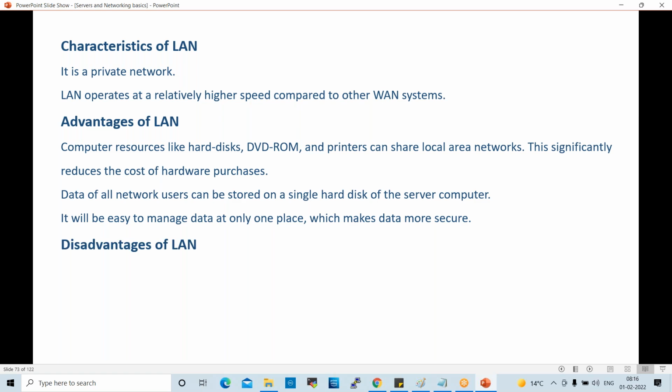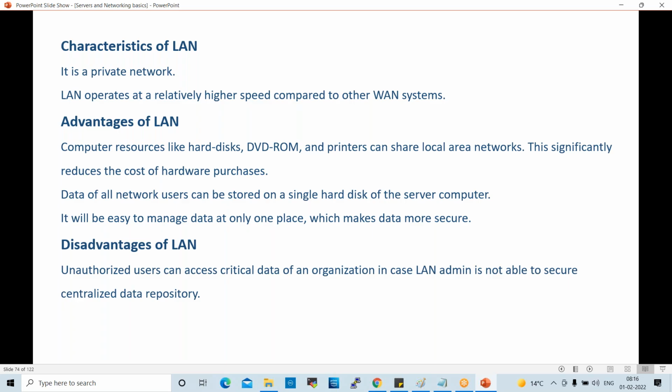Next one, disadvantage of LAN. Unauthorized users can access critical data of an organization in case the LAN admin is not able to secure the centralized data repository. If the LAN admin is not capable, what will happen? Definitely, the data can be hacked. This was the case years ago with LAN admins, LAN engineers, LAN network administrators. But currently, those roles are already gone, right?